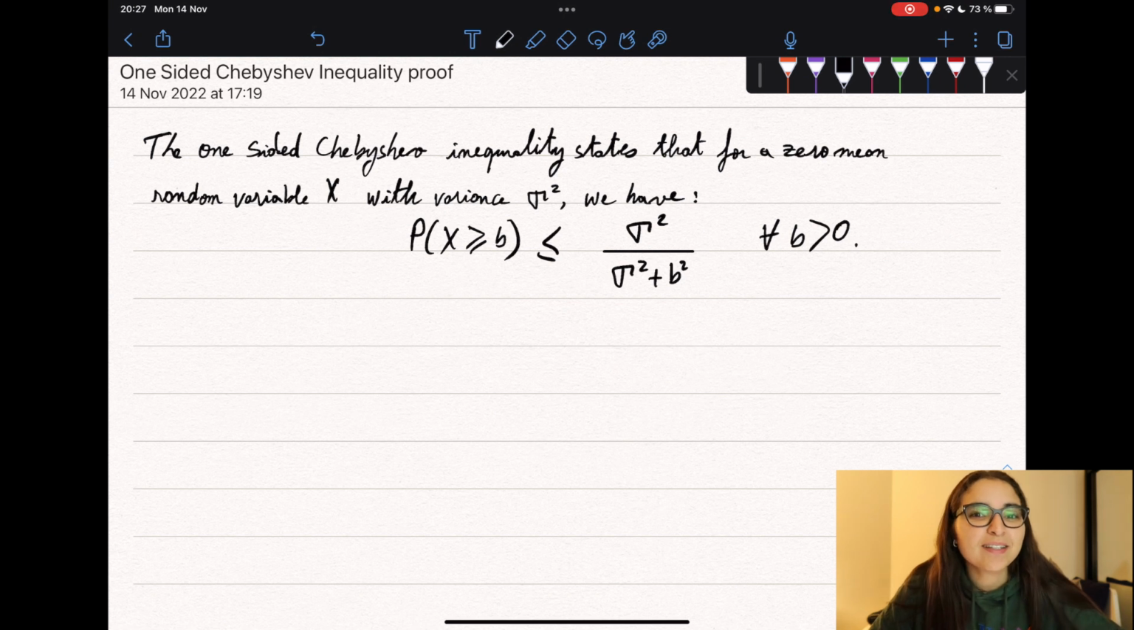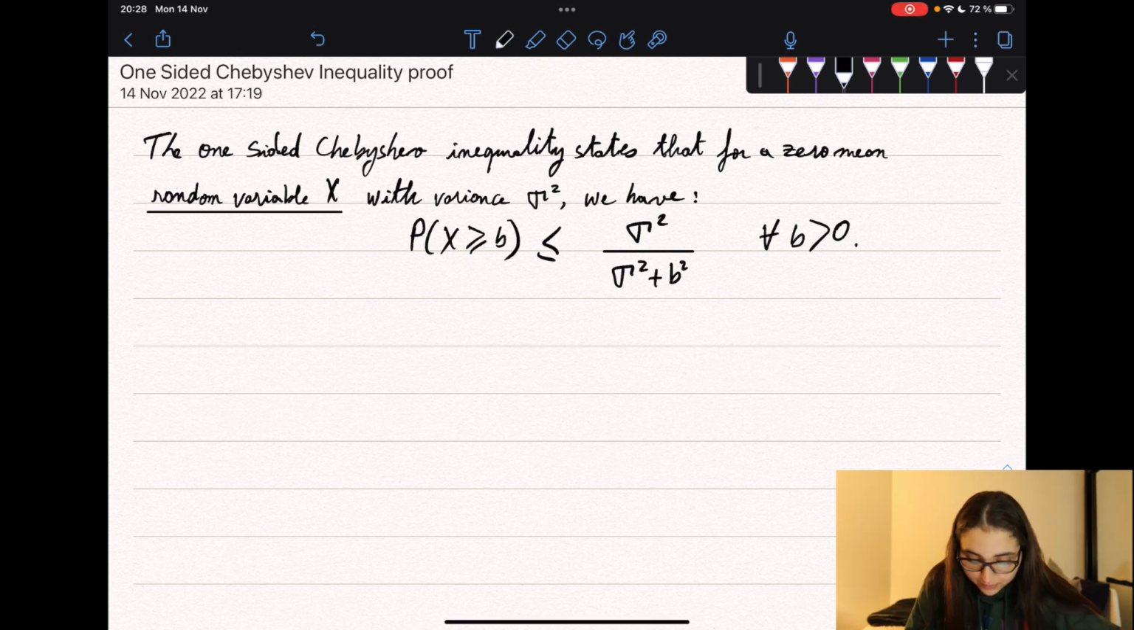So, the one-sided Chebyshev inequality states that for a zero mean random variable x with variance sigma squared, we have the probability of x being higher or equal than b is upper bounded by the quotient of sigma squared over sigma squared plus b squared. And this is for any b strictly higher than 0, as you can see here.